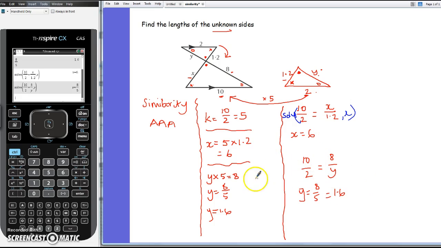Two methods, both giving the same answer. It's really up to you which way you want to do this.